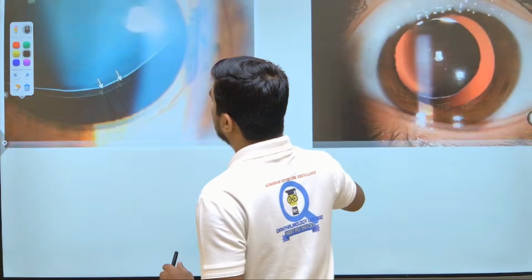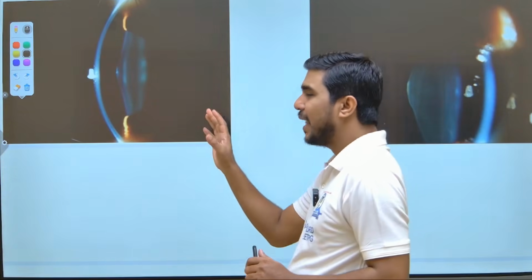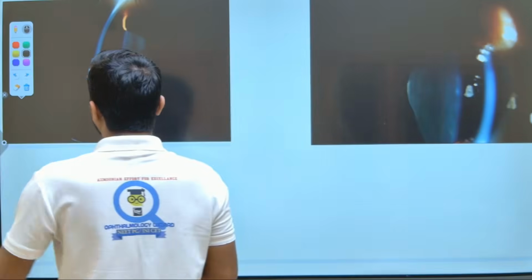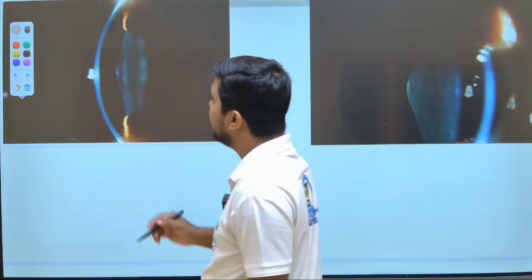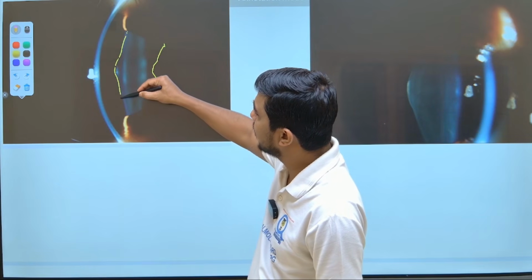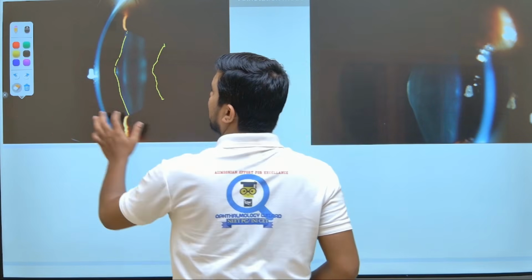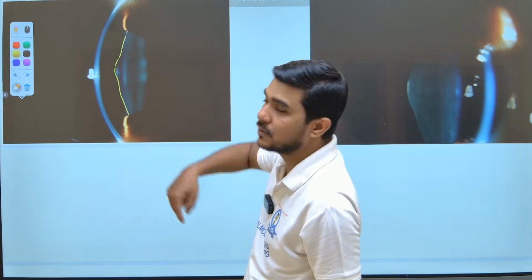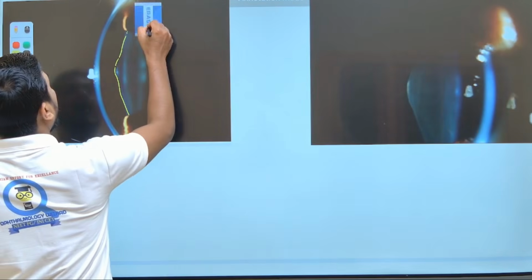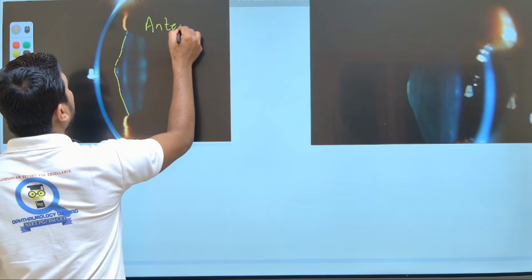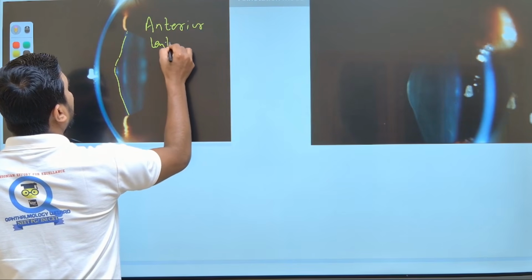Coming to the next image. The next image is very simple. All you need is a good observing eye. So if you can put your good observing eye here, then I will show you. This lens is coming from like this. Now it becomes like this. Can you see something like this cone? Obviously, this is called anterior lenticonus.